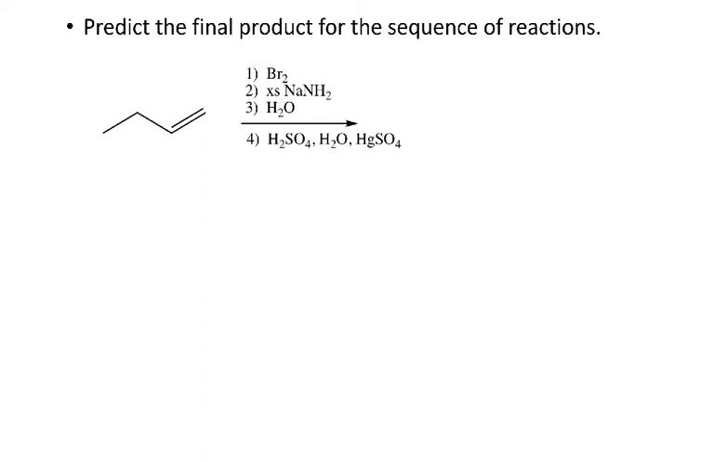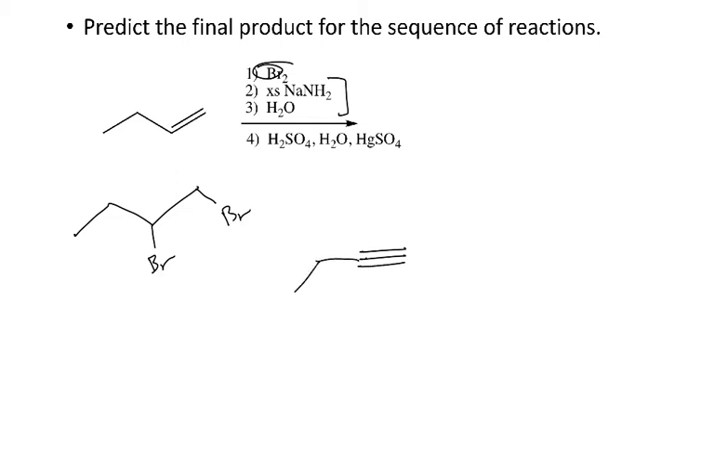Okay, we have another multi-step process. So the first thing we're going to do is react this with Br2. And so that's going to convert my alkene into this compound. Just like in the last case, when I react this with NaNH2, now I've got water, so that's going to turn me back into my neutral alkyne. So after steps 2 and 3, I would have that compound.